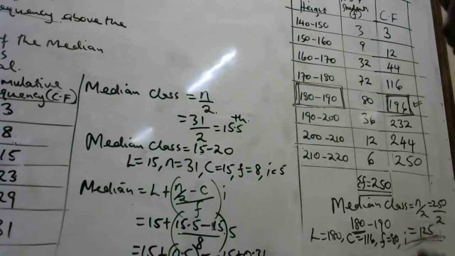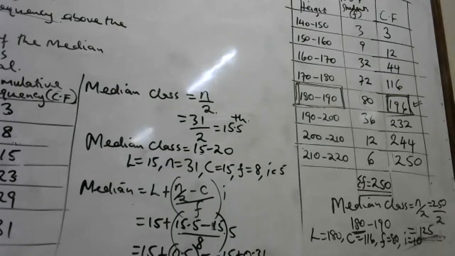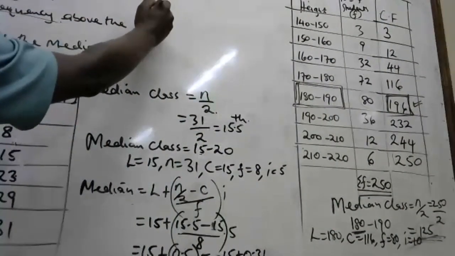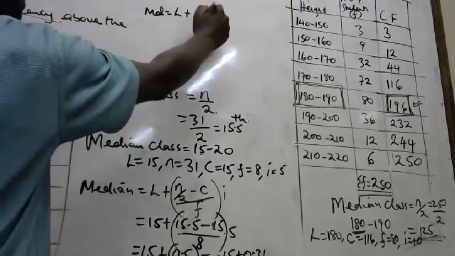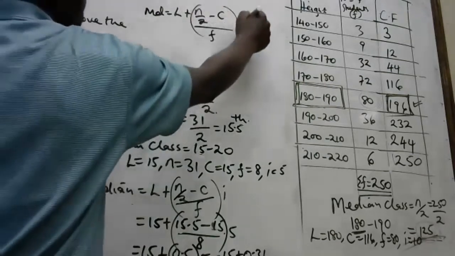Our I is the class interval between 180 and 190. You find that your I is going to be 10. The class interval is 10. From the lower limit all the way to the upper limit, it is an interval of 10. If you get that, you just come to the formula. We are supposed to get the median by doing R plus n over 2 minus C over F, then you multiply by I.